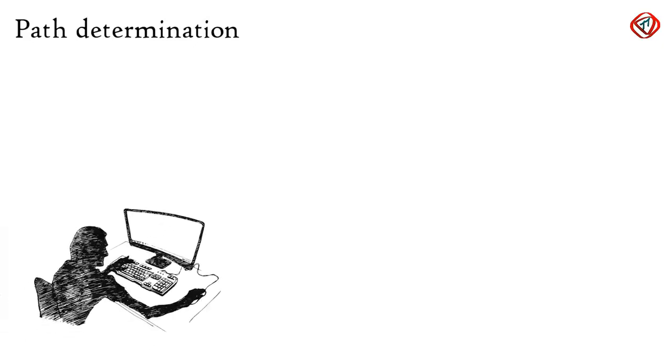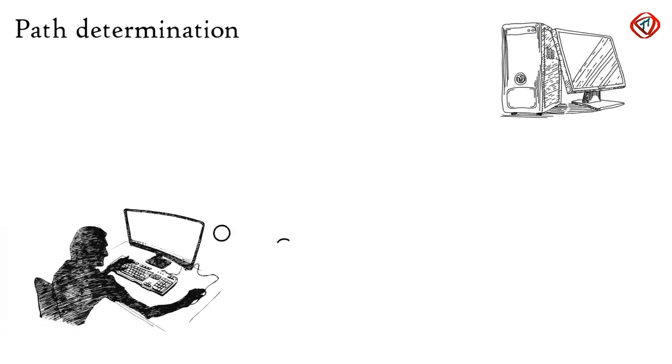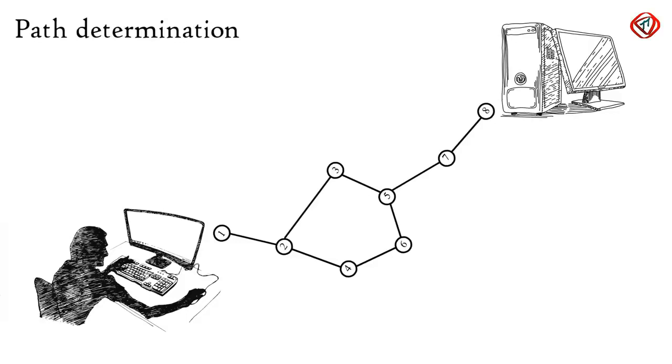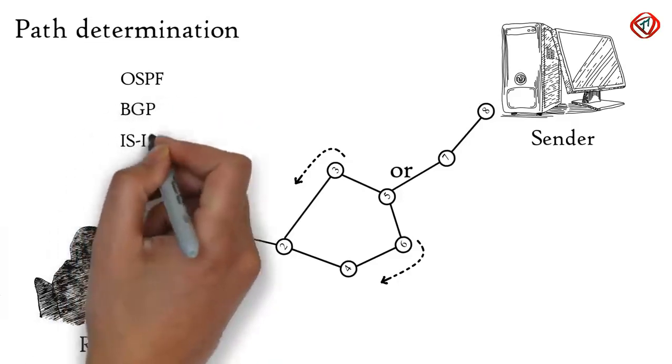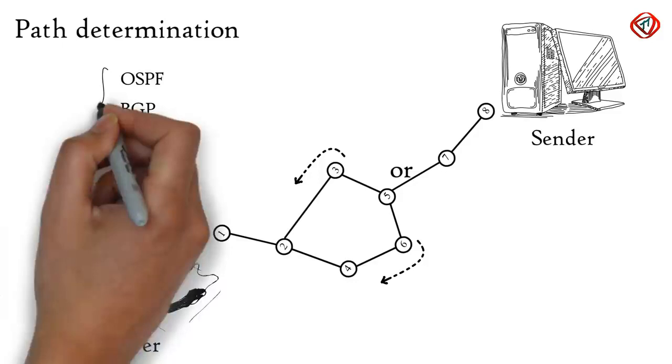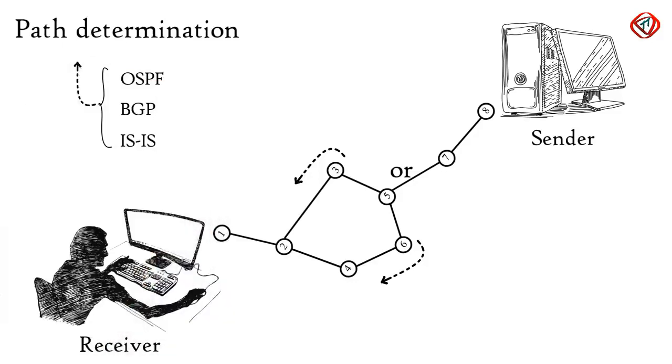Now path determination. A computer can be connected to an internet server or a computer in a number of ways. Choosing the best possible path for data delivery from source to destination is called path determination. Layer 3 devices use protocols such as Open Shortest Path First, Border Gateway Protocol, Intermediate System to Intermediate System to determine the best possible path for data delivery.